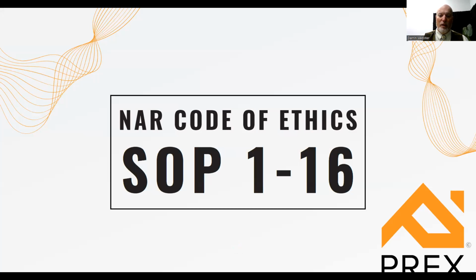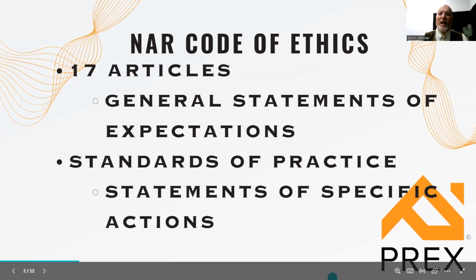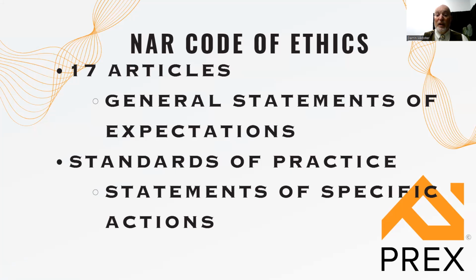So as we start, just a quick reminder, the NAR Code of Ethics is organized in 17 articles. Each of the articles is a general statement of expectations of behaviors by real estate agents or realtors, as we're commonly called. Each of these statements of expectations is what in professional speech is known as a normative statement. It is the statement of what the norm is, the highest standard of behavior.